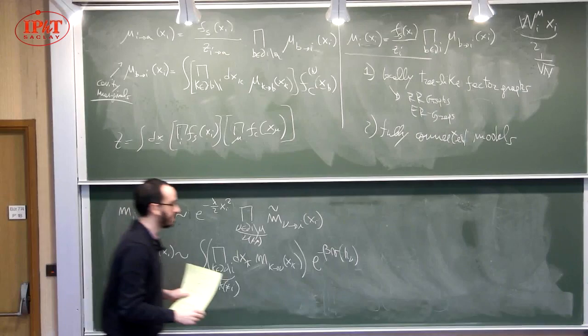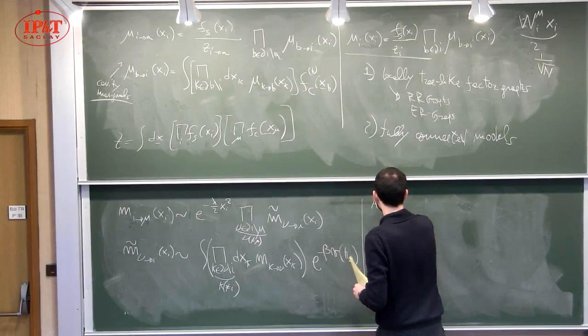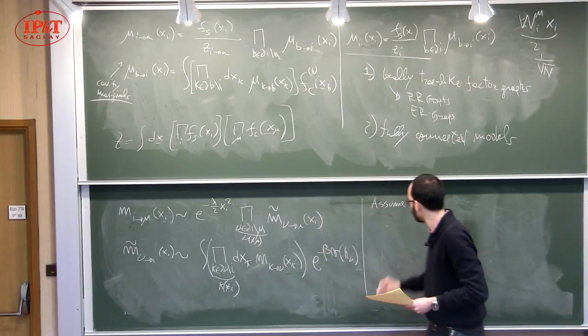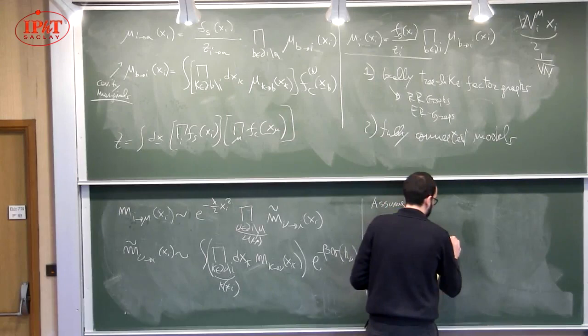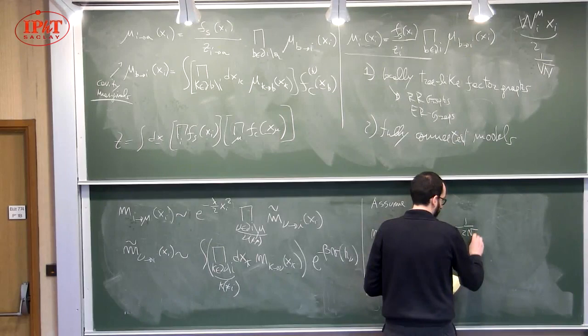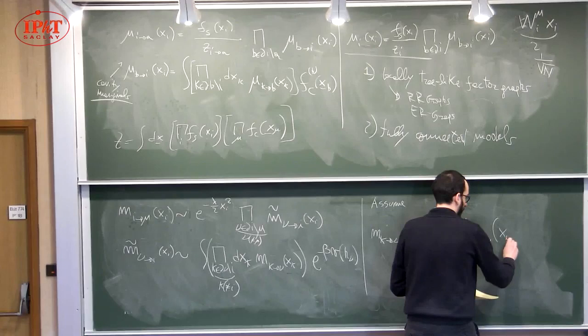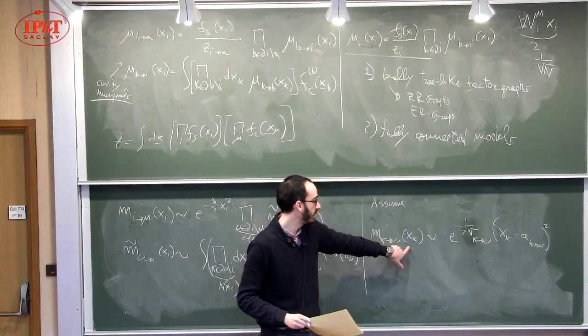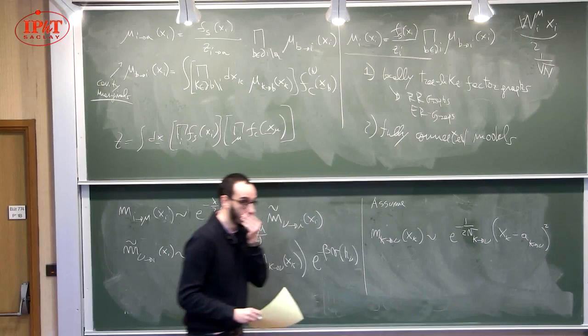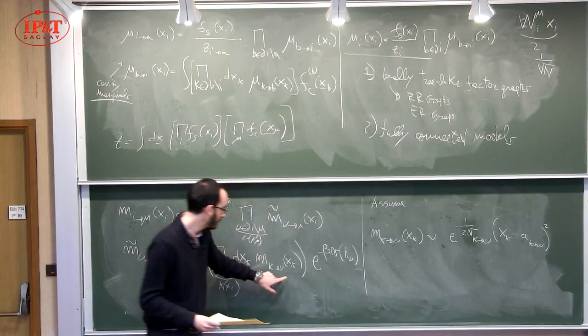So you can see it as a closure scheme or an approximation scheme. We can assume that m k to mu is a Gaussian, apart from the normalization. You have a variance here, and xk minus the average, k to mu. So we parameterize this probability distribution with two variables, V and A. And now the game is that we take this equation, we plug it here, and then we would like to have a recursion equation for these variables.